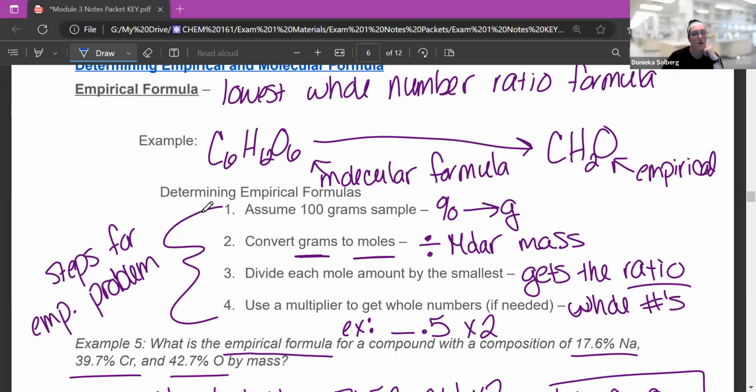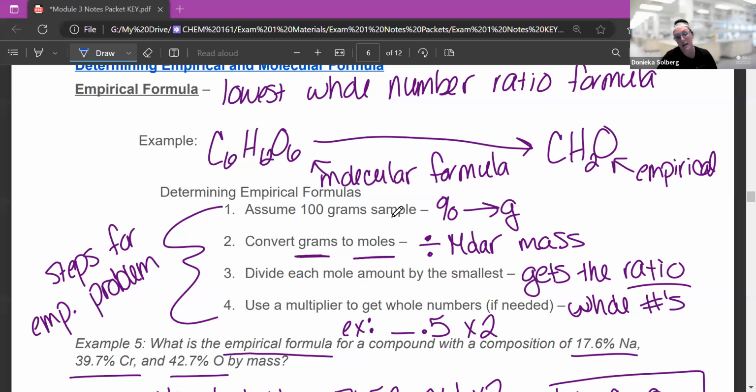Now, first of all, we are going to be converting things into moles because this 1 carbon to 2 hydrogens to 1 oxygen can be moles. So always convert to moles first. Now, if I gave you a percentage though, so look at example number 5, I gave you 17.6% sodium, 39.7% chromium, and 42.7% oxygen. What I want you to do is just assume that you have 100 grams, because we can't convert percentages, but we can convert grams. And if I assume I have 100 grams, then I have 17.6 grams of sodium, 39.7 grams of chromium, and 42.7 grams of oxygen. So we need to start with grams. So that's why I said assume 100 grams of sample.